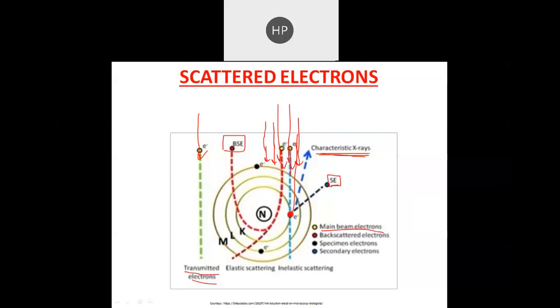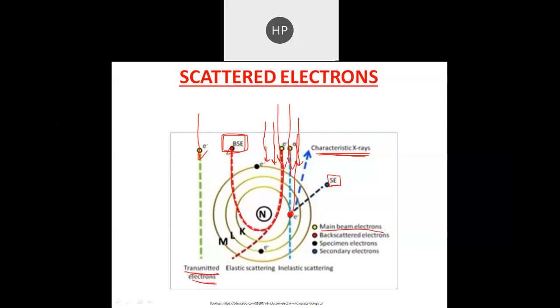Now this electron which is not striking any electron, but loses its energy due to the atoms, or due to the high density of the object, is reflected back, and what we get is a backscattered electron. And this is the electron which is not reflected back and does not strike any atom, and it is directly transmitted. That is known as a transmitted electron.